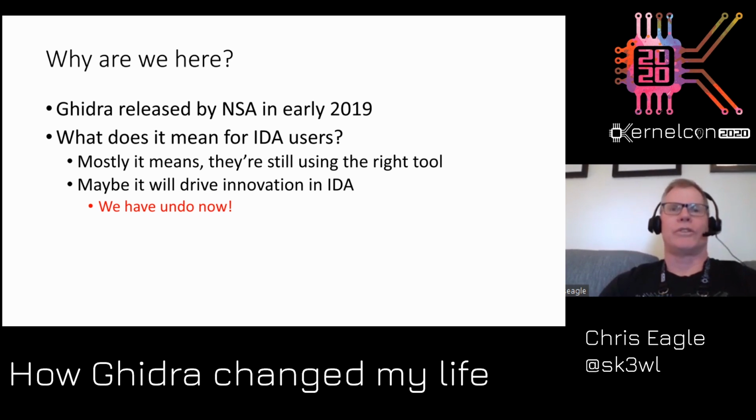The other thing for IDA users that hopefully it means is that with a high quality competitor out there, it will drive innovation from the Hex-Rays folks. And if nothing else, we have undo now. That's a new feature in IDA that people have screamed for for years, and it was inserted in the very next release of IDA after Ghidra came out. I think it's been around since 7.3. And now you can undo. So that's something. Hopefully we'll see some more innovation from them, and we'll talk about ways that they could do that throughout the rest of the talk.